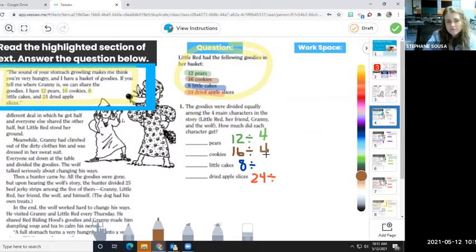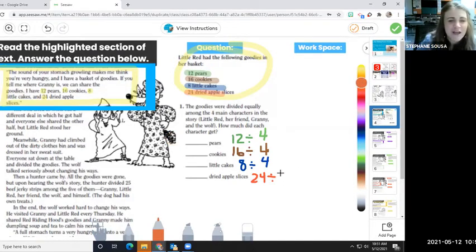4. Some of you are picking up on a pattern. What are we dividing the cakes by? 4. Braden is so quick with it. And what are we dividing our apples by? No, Braden, it's 7. Duh. Just kidding.